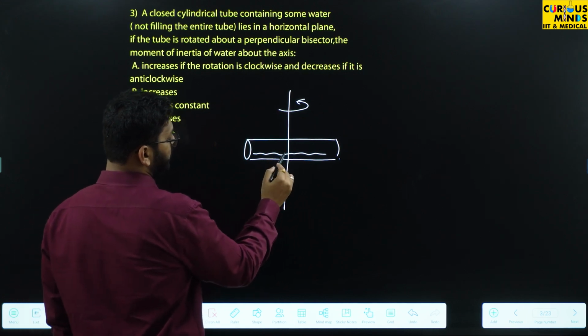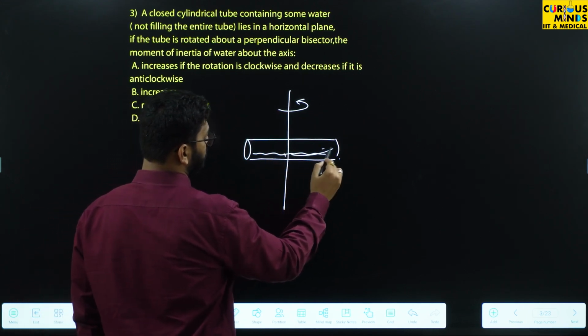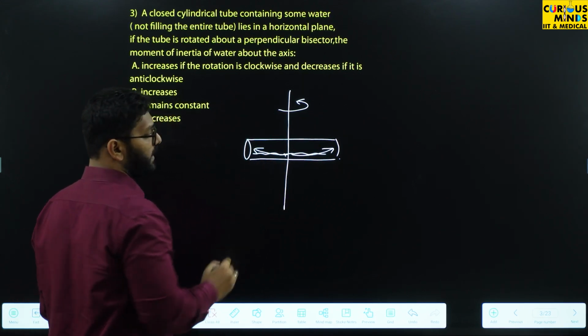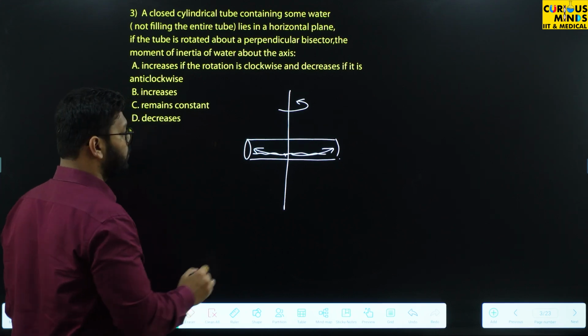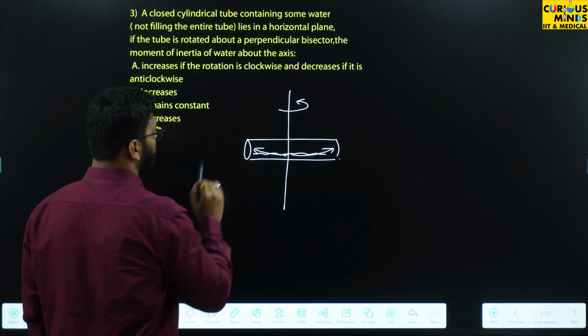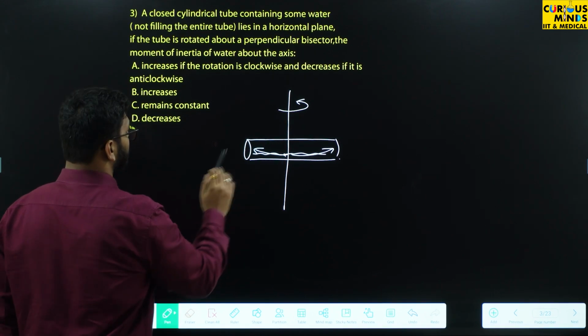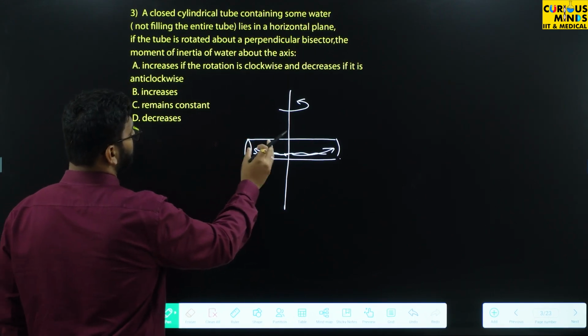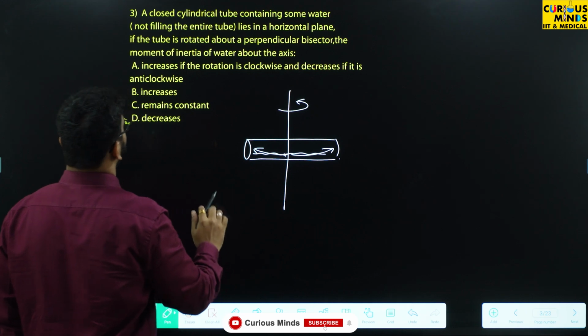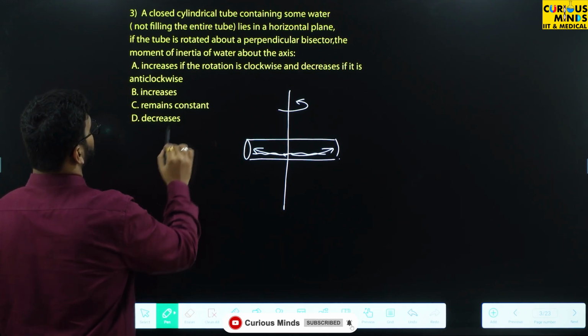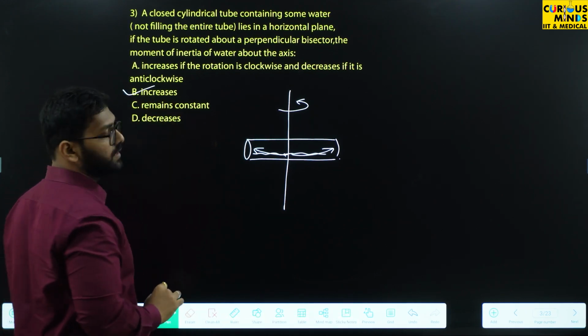Now if it is rotated, what is going to happen? The mass is going to go towards the ends of the cylinder, right? We know why it is going to go towards the ends of the axis, because of the radial forces. Okay, so because of that, what will happen? More mass will go further, so that means the moment of inertia will increase. So B will be the correct option.